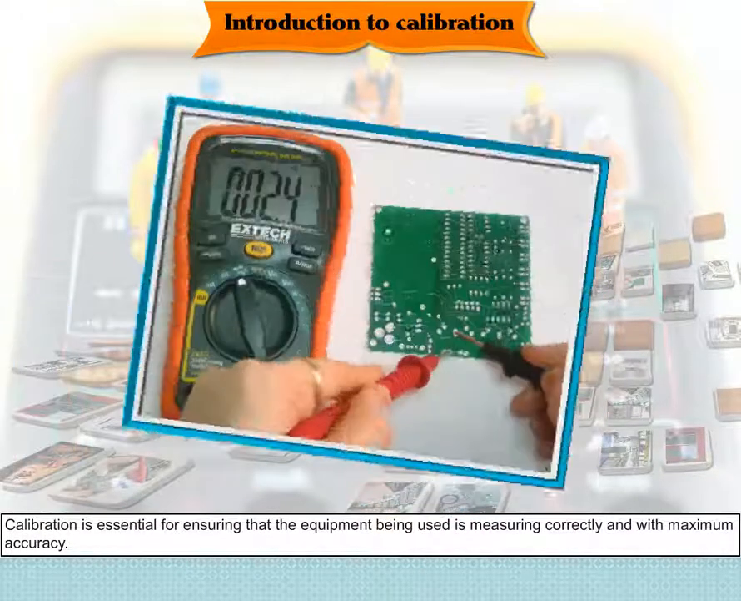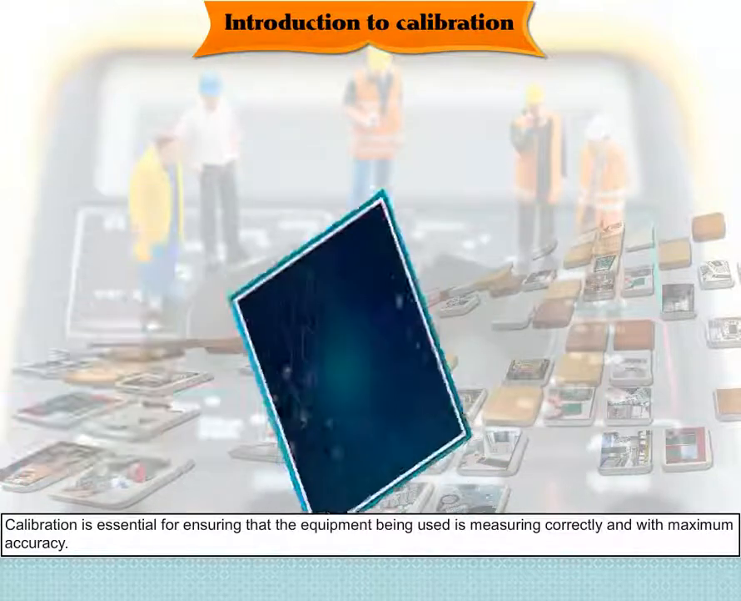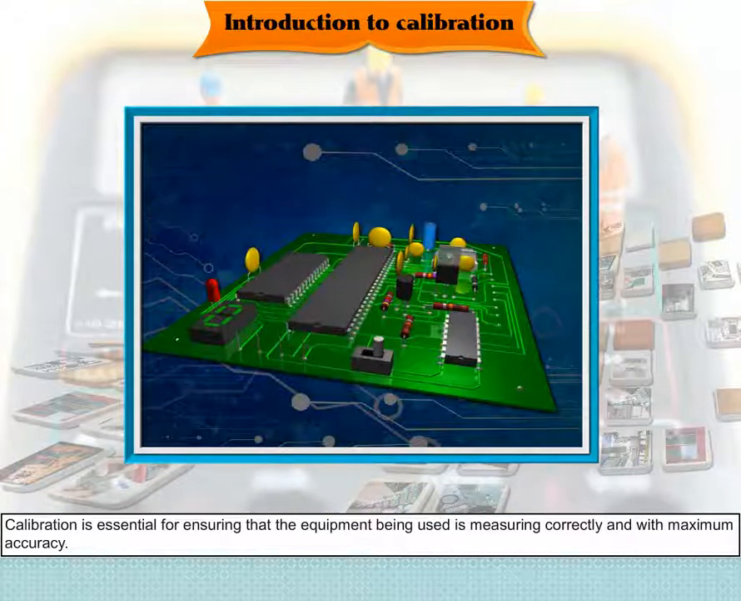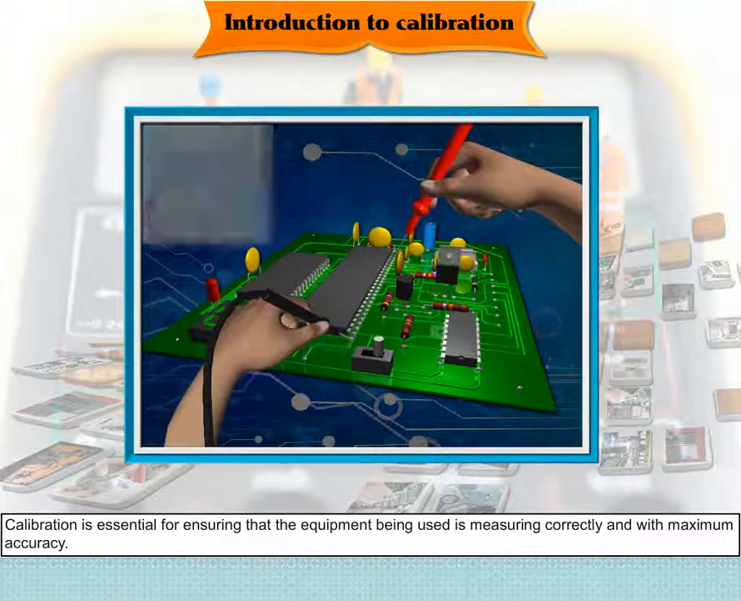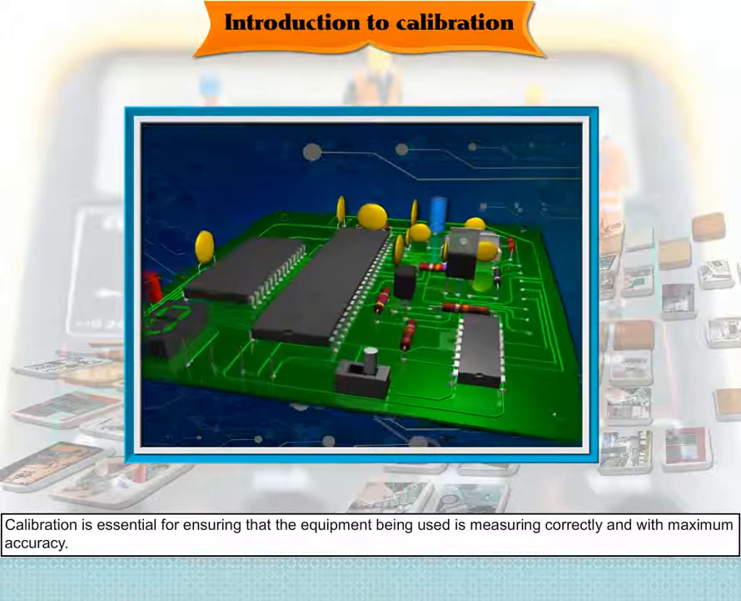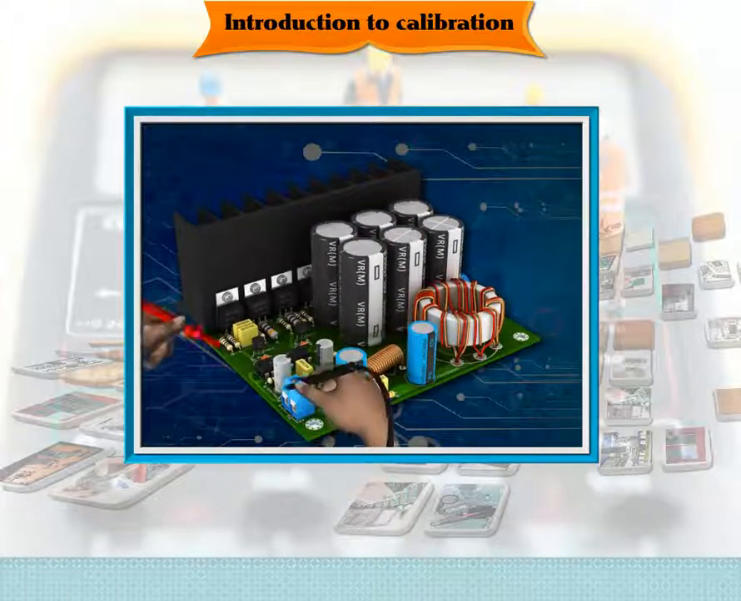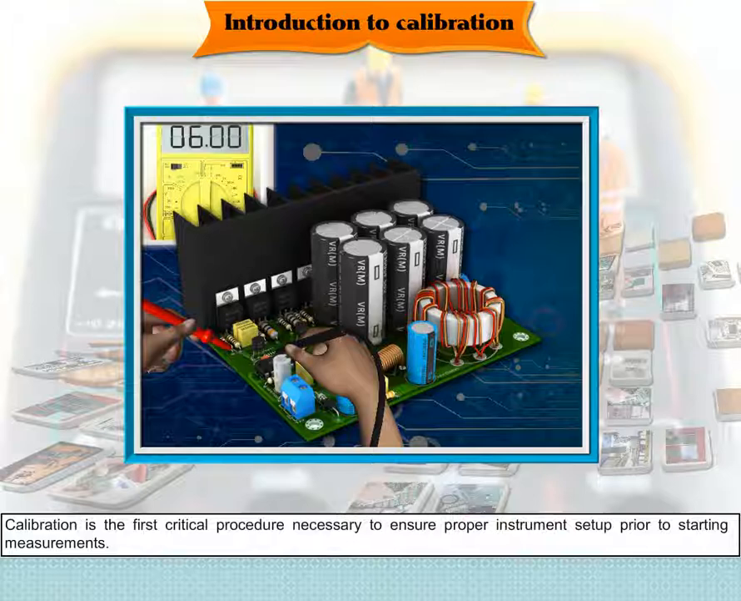Calibration is essential for ensuring that the equipment being used is measuring correctly and with maximum accuracy. Calibration is the first critical procedure necessary to ensure proper instrument setup prior to starting measurements.